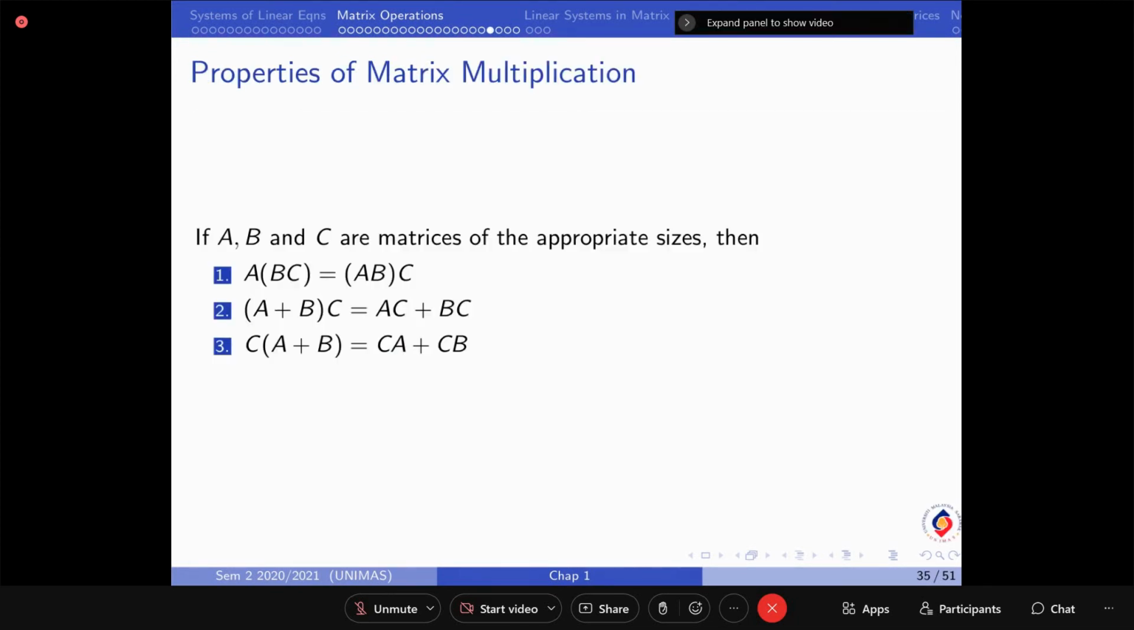Now these are the properties of matrix multiplication. A times (B times C) equals (A times B) times C. Second one, (A plus B) times C equals A times C plus B times C. Third one, C times (A plus B) equals CA plus CB.